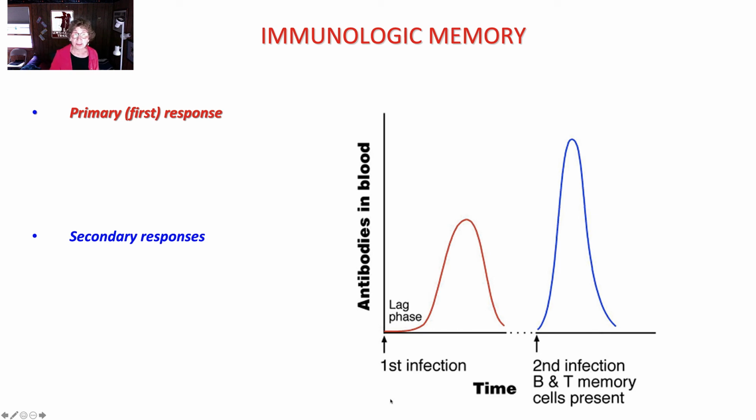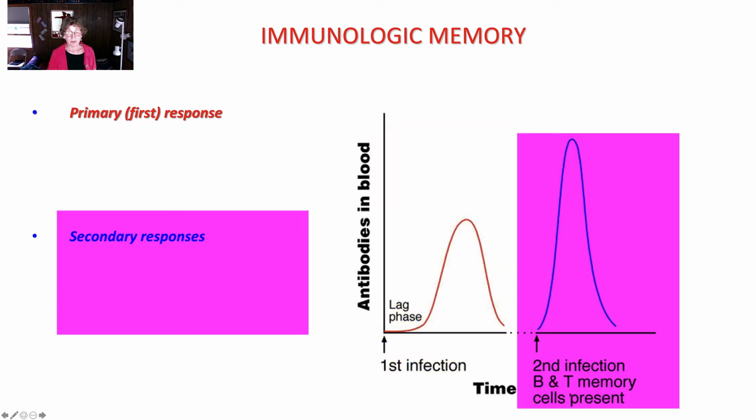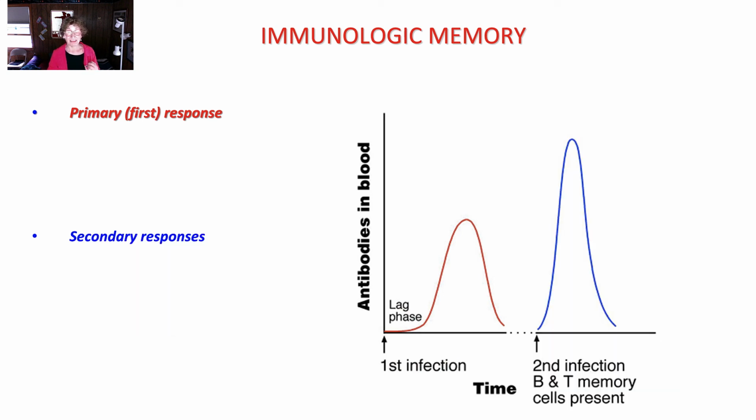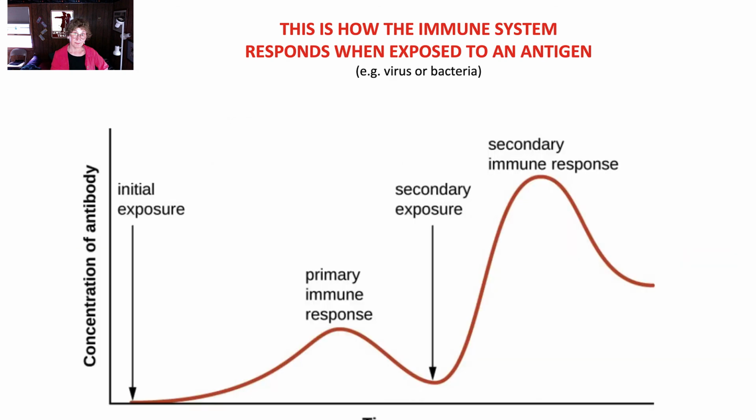So the first time you're exposed to the pathogen, it takes a couple days for the antibodies in the blood to increase and to destroy the pathogen. But the second time you're exposed, if you look at this secondary response, you see that it happens a lot quicker and a lot more efficiently. A lot more T cells and B cells are going to be formed because there are memory cells that remember that specific pathogen, and so they react much more quickly to destroy it.